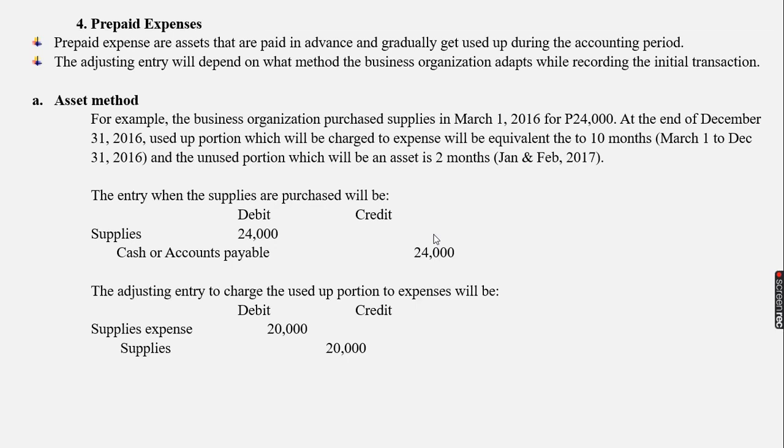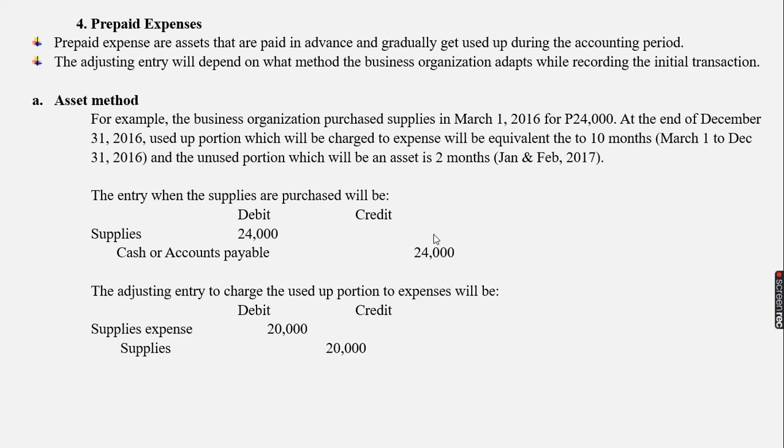Now, let's go to prepaid expenses. Prepaid expenses are assets that are prepaid in advance and gradually get used up during the accounting period. So, the adjusting entry will depend on what method the business organization adopts while recording the initial transaction. So, prepaid expenses, you paid it in advance. Prepaid insurance, prepaid advertisement, prepaid rent, all prepaid, you paid it in advance but you haven't consumed it yet. Okay?